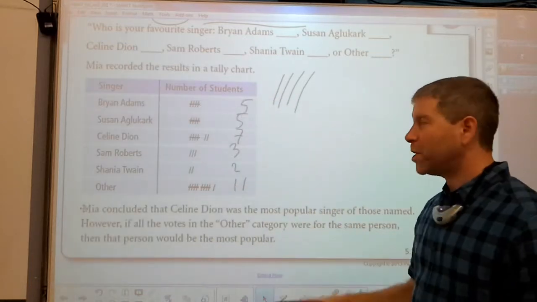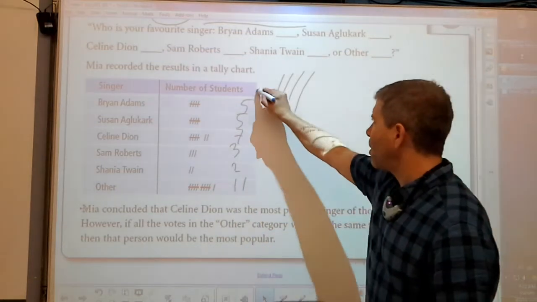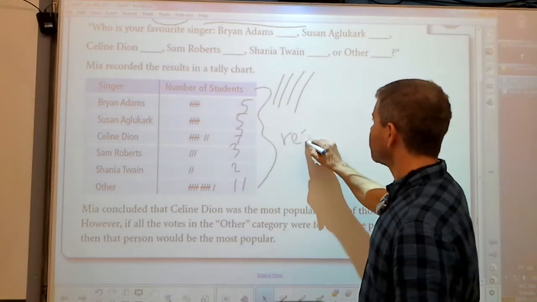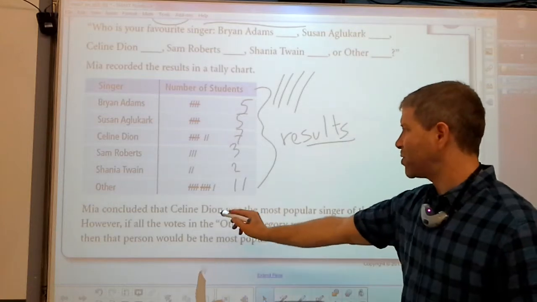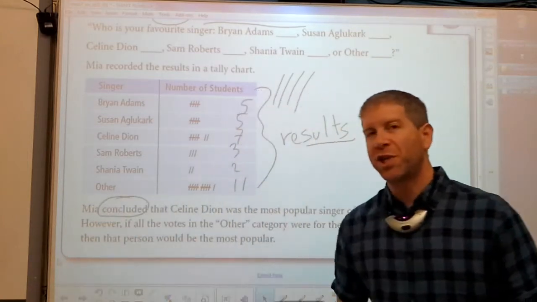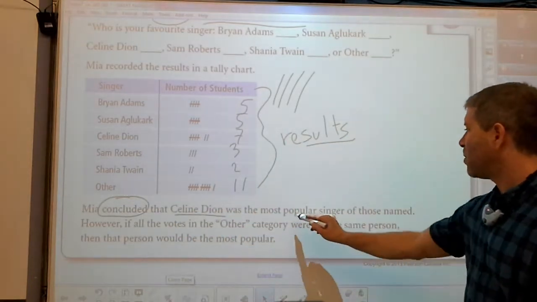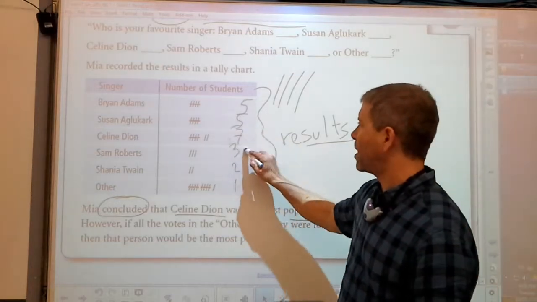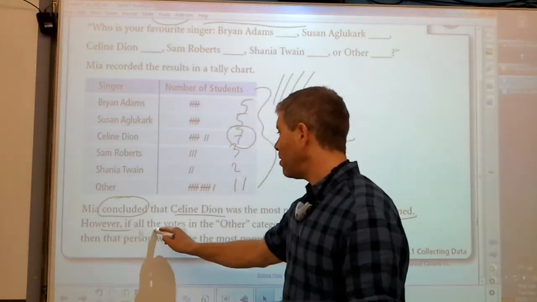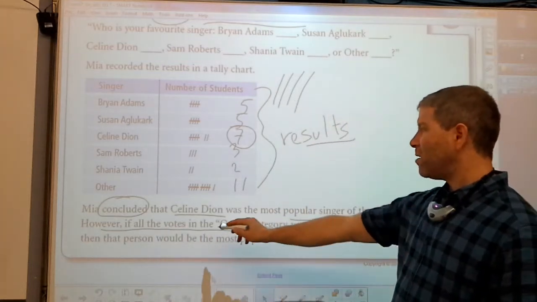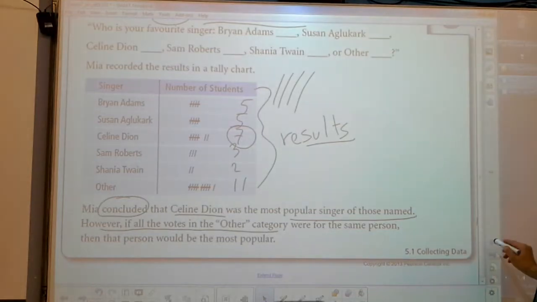So Mia took all this information, this part here, these are called the results. This is what she found after she asked the question. And this is her interpretation. This is what she concludes based upon those results: that Celine Dion was the most popular singer of those named, because Celine Dion had 7 students who said they were their favorite. However, as you can see, if all the votes in the other category were one singer, that singer would be the most popular.